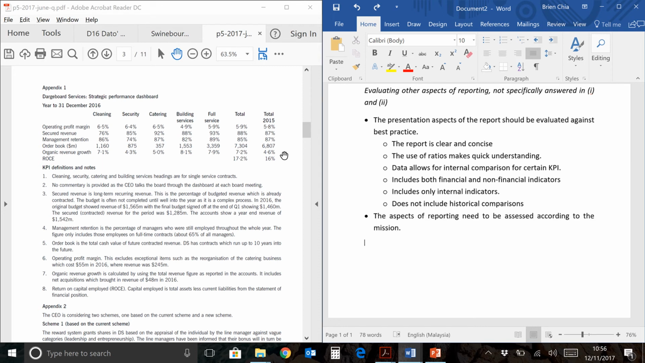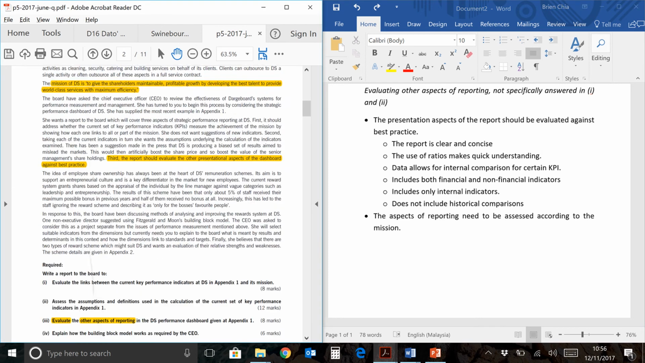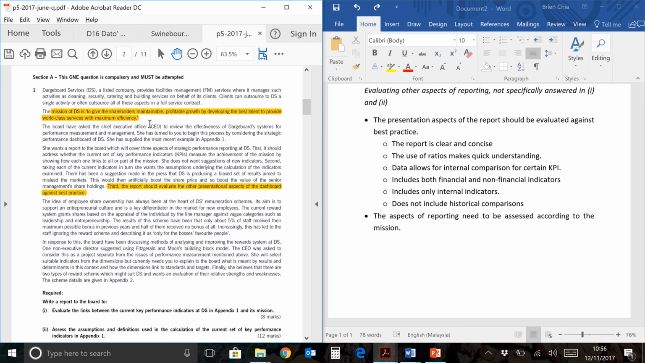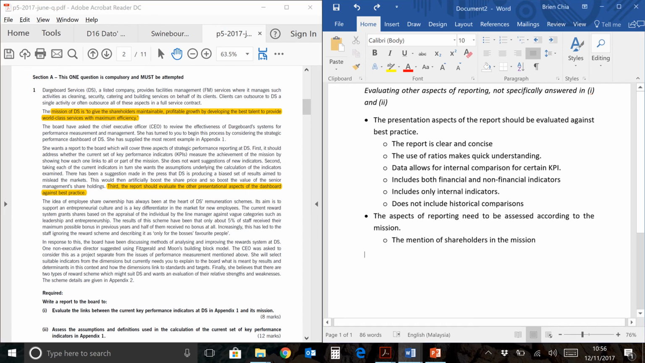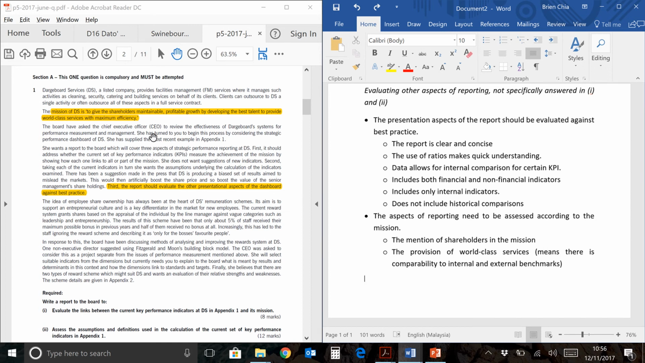Now, the other aspects of reporting will need to be assessed according to the mission. If we look at the mission again over here, there's a mention of shareholders. There is also a mention of world-class services. The only way we know that we're providing world-class services is if we're comparing to an external benchmark. Finally, you have some focus on efficiency. So this would be a management performance evaluation. There are some KPIs there to evaluate management performance.